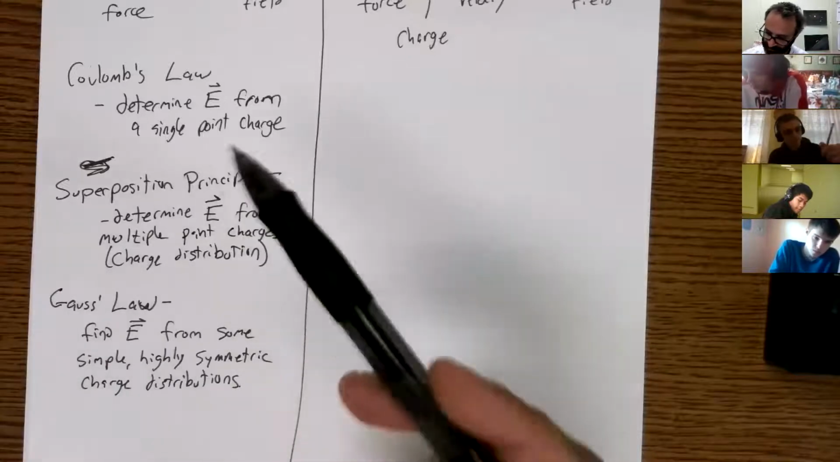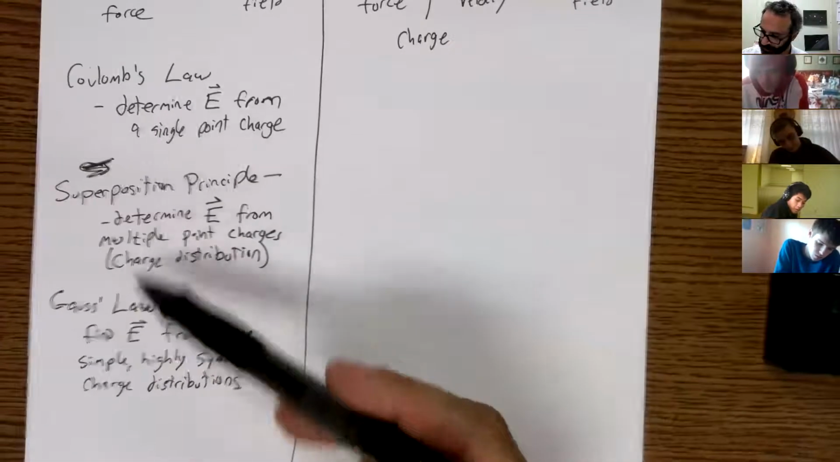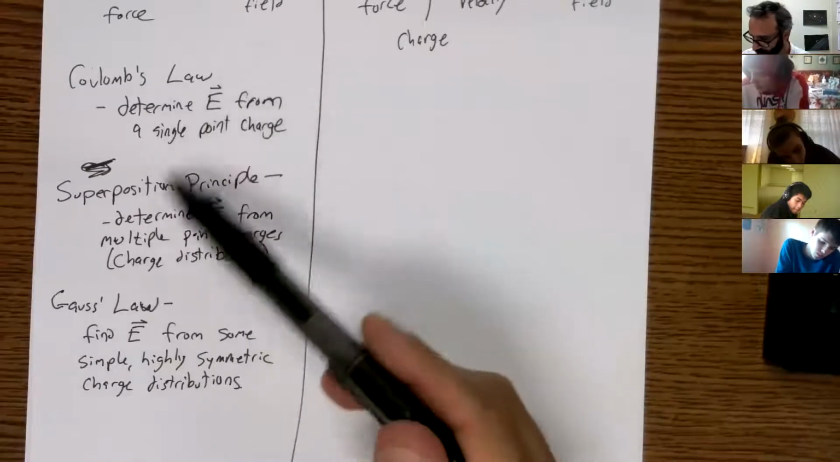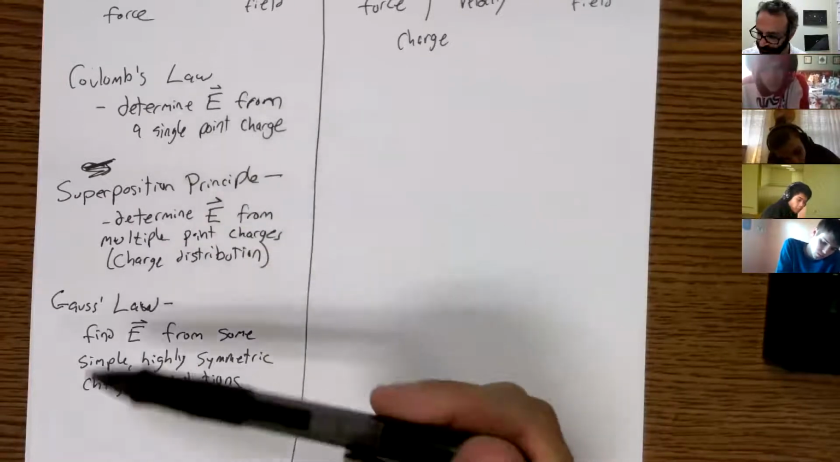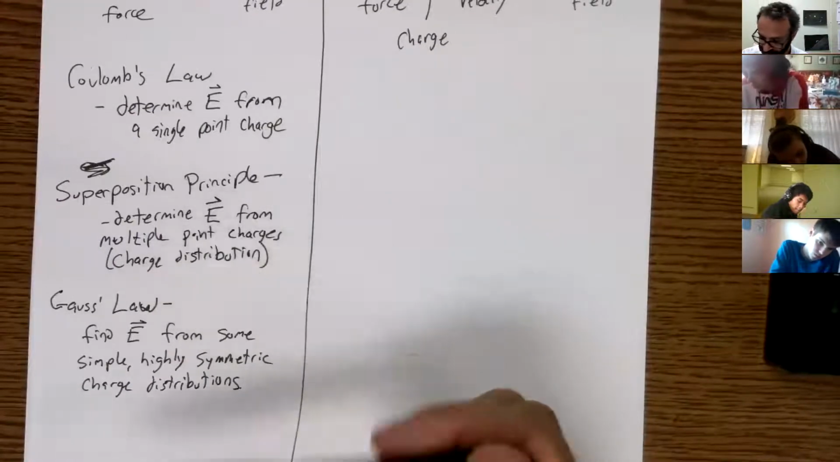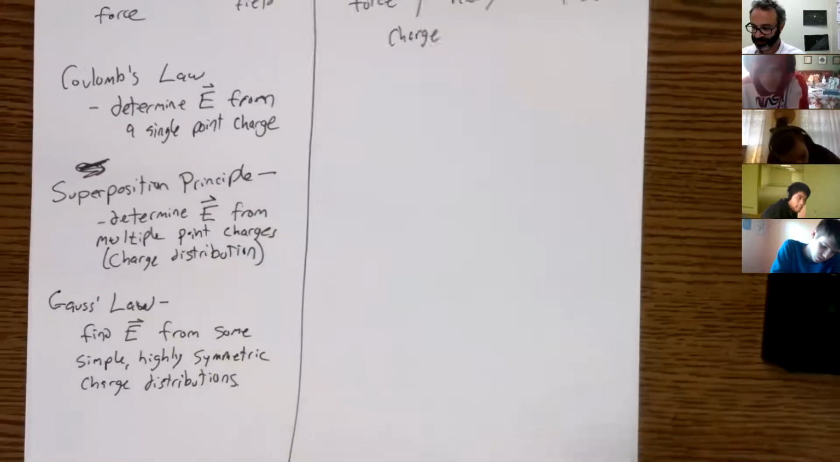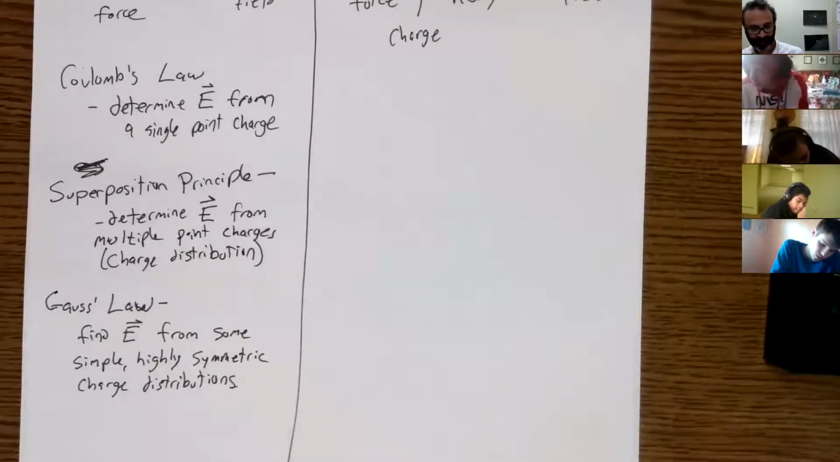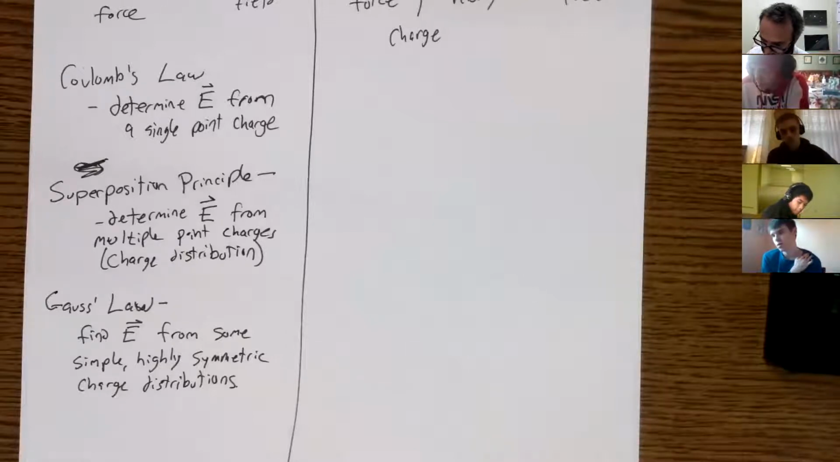So those are basically the three tools we have for figuring out the electric field. Coulomb's law, the easy one, that'll figure out E from a single point charge. Superposition principle, that'll help us figure out E from a bunch of point charges. And Gauss's law, which will help us find E from some certain highly symmetric charge distributions. And you could get an electric field from a weird, highly unsymmetric charge distribution as well, but we won't have the tools to calculate that. Not in this class anyway.